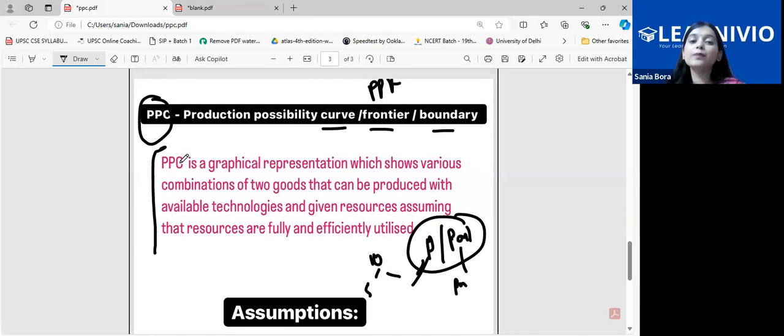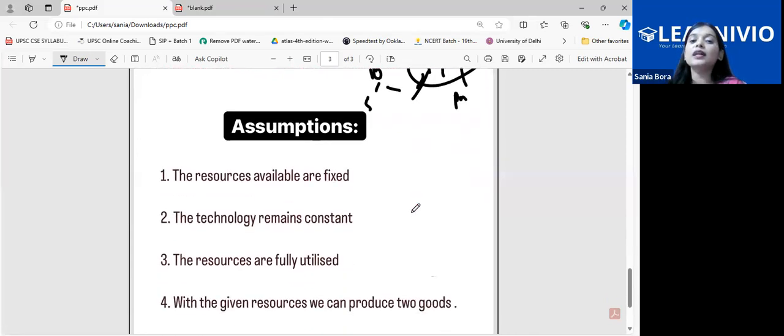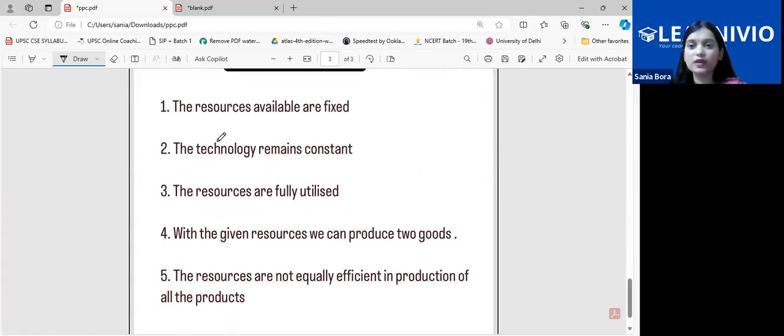So what is PPC? It is a graphical representation. Now what is it representing? It shows various combinations of two goods. It's not like I'm giving you only these two combinations; various combinations can be produced with available technologies and given resources, but you are assuming that you are using the resources fully and in an efficient way. Now, there are a few assumptions whenever we draw PPC. First, the resources available are fixed. Right, maybe today in your fridge, you have only potato and pasta.